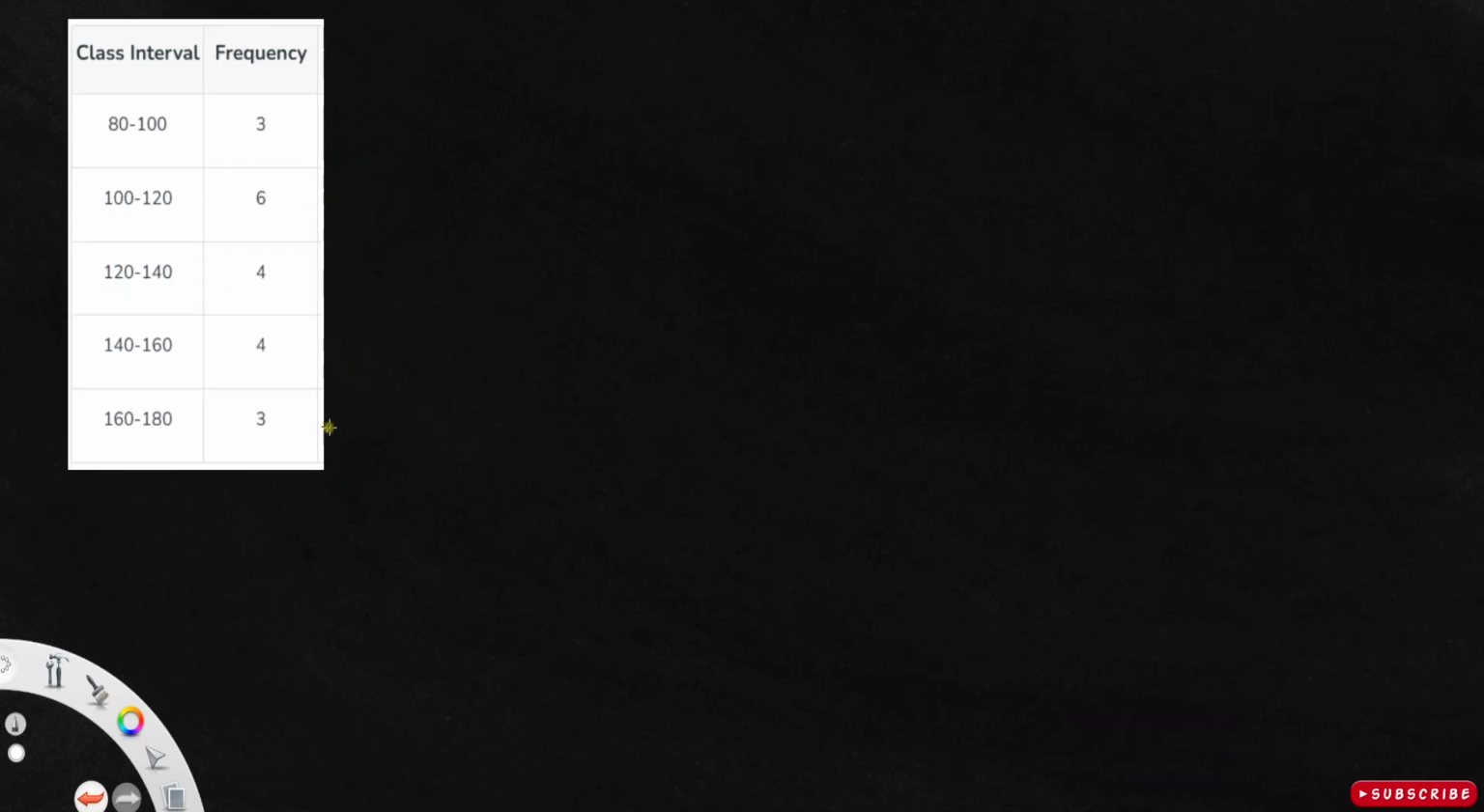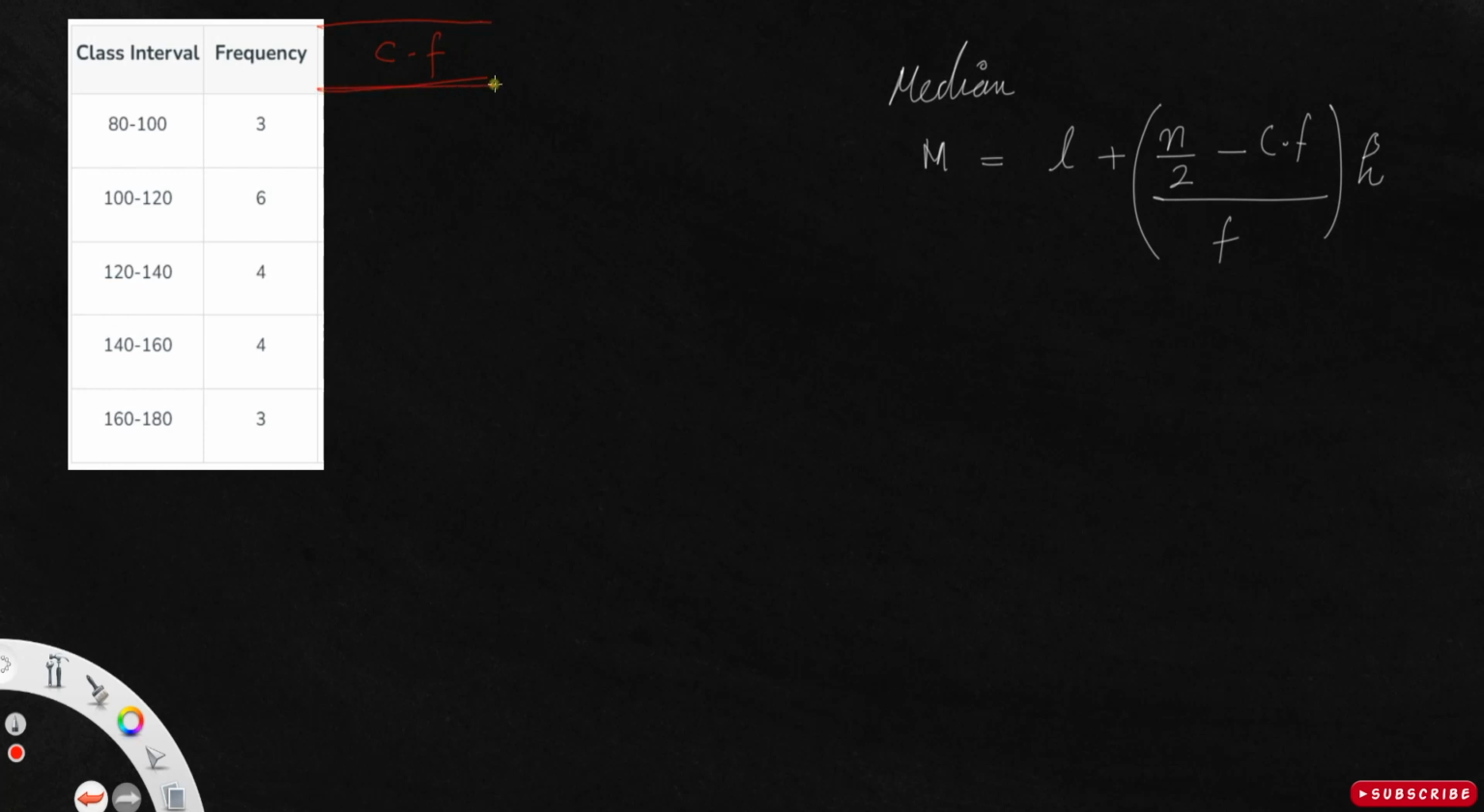Okay. Now let me take another example. See, we have a class interval and a frequency, and we know the formula for median: M is equal to L plus (n by 2 minus Cf) by f into h. Now we need to find all these values. For that, first I have to write the cumulative frequency. So let me draw a table separately for cumulative frequency.